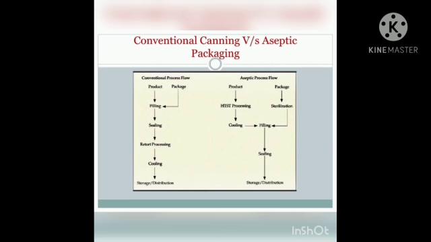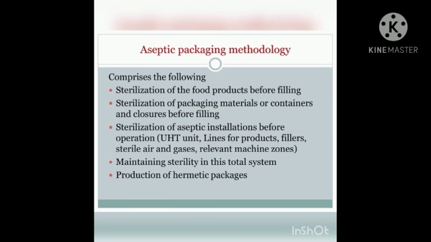Whereas in the aseptic process flow, product and package are individually heat treated. Product is treated at high temperature short time, then it is cooled and filled into the pre-sterilized package. Then it is sealed and further goes for storage or distribution.